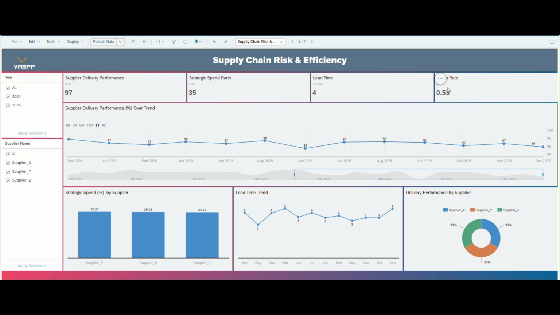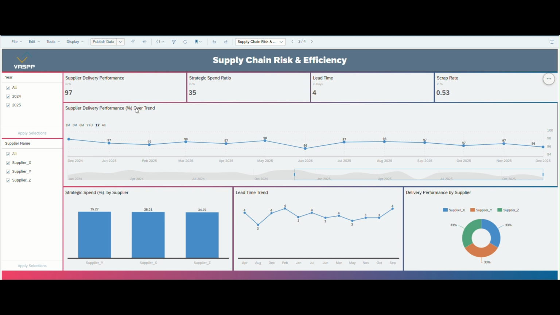In terms of quality, the scrap rate is at just 0.53%, a remarkably low figure for such a precision-dependent industry. This indicates that robust quality control measures are working effectively, minimizing waste and rework while driving cost efficiency.